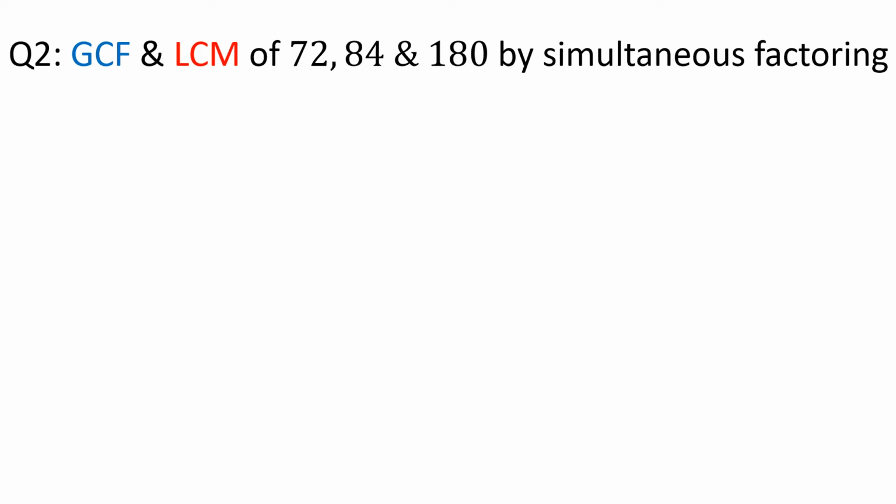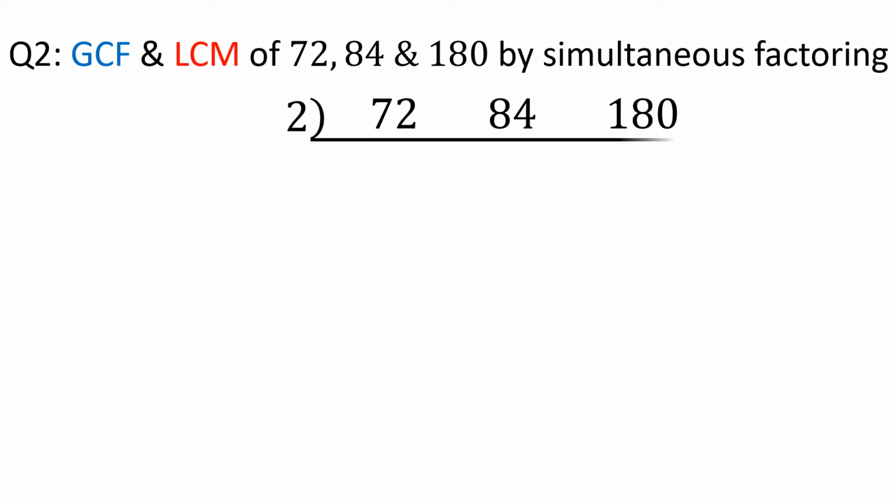Place 72, 84, and 180 side by side. All three numbers can be divided by 2. 72 divided by 2 is 36. 84 divided by 2 is 42. And 180 divided by 2 is 90. We have 36, 42, and 90.